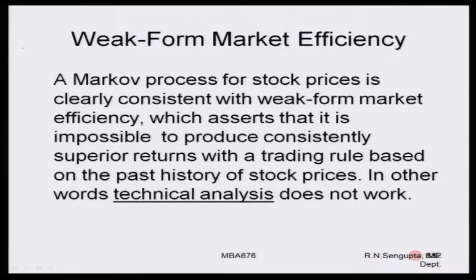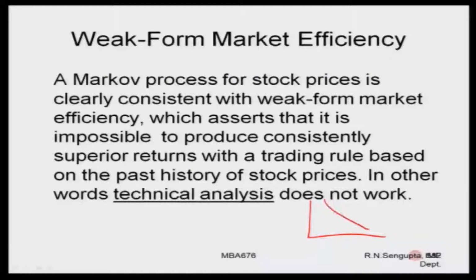So, the Markov process for stock price is clearly consistent with the weak form of market efficiency, which asserts that it is impossible to produce consistently the same level of superior returns, because the reason is very simple. If all the information is available with all the players in the market, obviously there would be demand and supply which would either move up or down. So, going back to the demand and supply curves, if the demand and supply curves shift depending on the pull, whether demand is more than supply or supply is more than demand, based on that you can immediately find out the price and quantity.